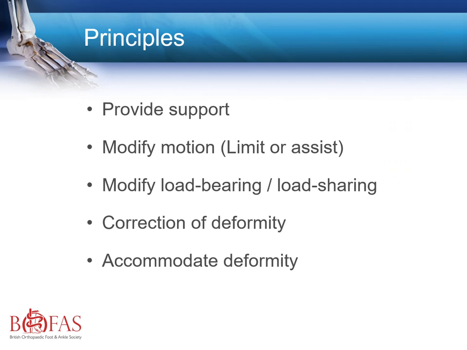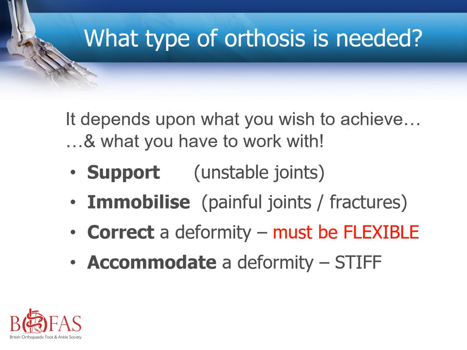All these separate methods and principles aim to improve the function of the patient. What type of orthosis is needed depends upon what you wish to achieve, and also, to a great extent, what you have to work with. For an unstable joint, you need an orthotic that will support. For a painful joint or fracture, you wish to immobilize the limb. And to reiterate, for a flexible deformity, we can try to correct the deformity, but a stiff deformity can only be accommodated.